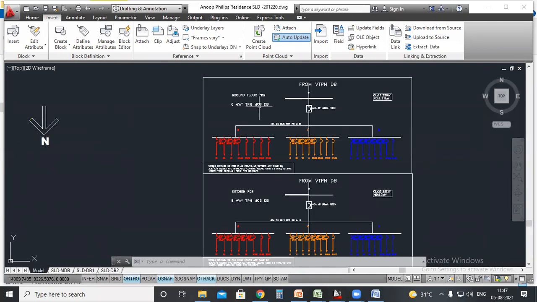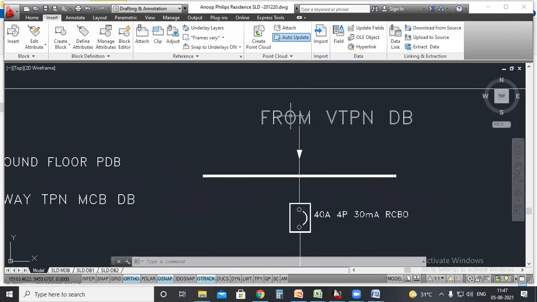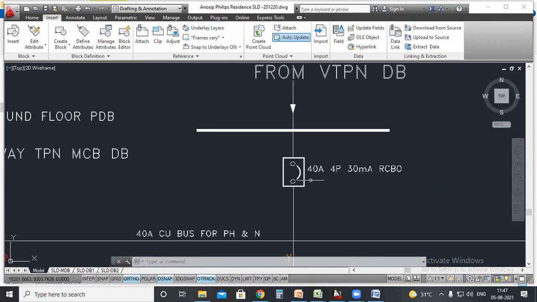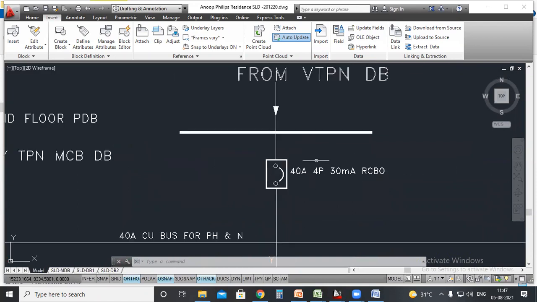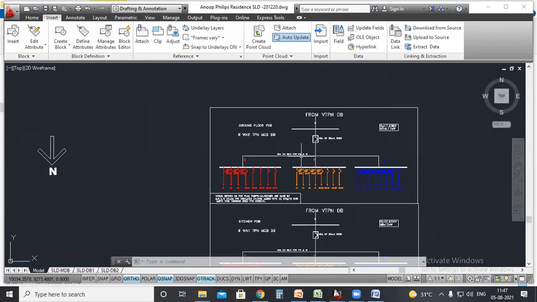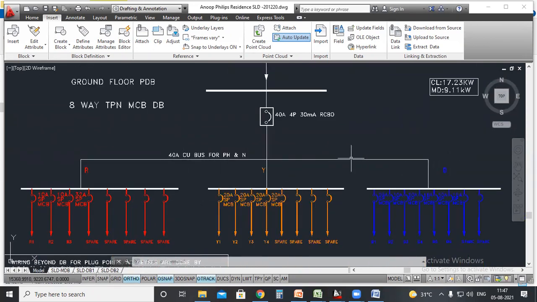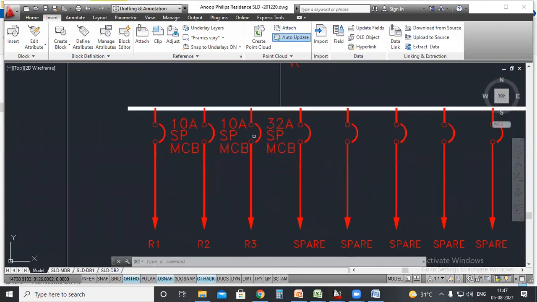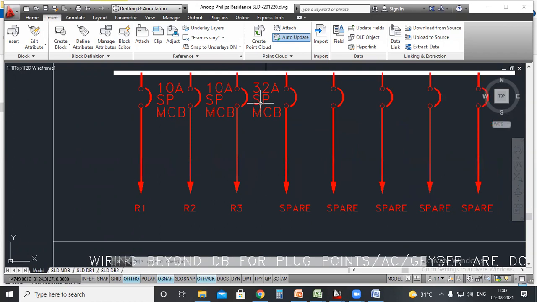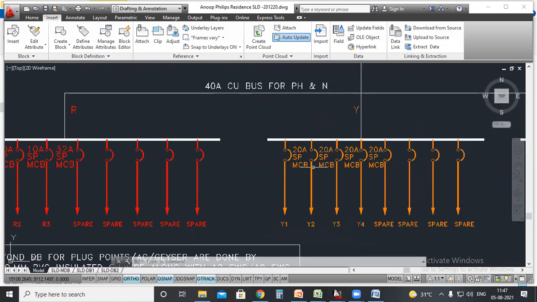So this is the single line diagram representation for a normal DB. You can see I have mentioned it is coming from the VTPN DB. The incomer is 40 ampere, 4 pole, 30 milliampere RCBO. This description we'll be discussing in the circuit breaker class. This is the 40 ampere copper bus bar for the phase and neutral. Here in R phase, R1 is 10 ampere, R2 is 10 ampere, R3 is 32 ampere, R4, R5, R6 are spare. Here also Y1 is 20 ampere.